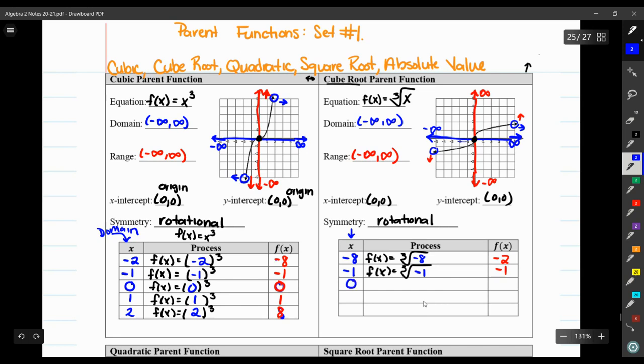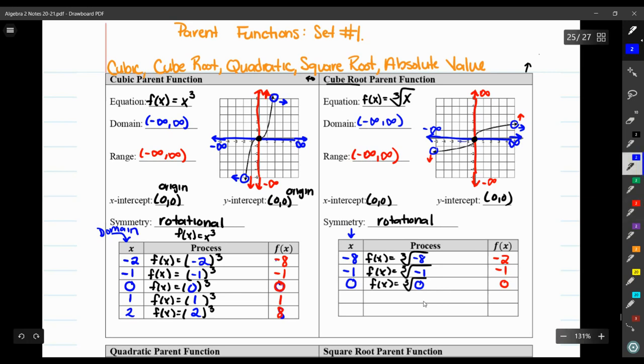Now let's plug in a 0 because that's the next perfect cube. F of x is equal to the cube root of 0. And again, what times itself 3 times is a 0? Well, that has to be 0. 0 times 0 times 0 makes a 0 on the inside.